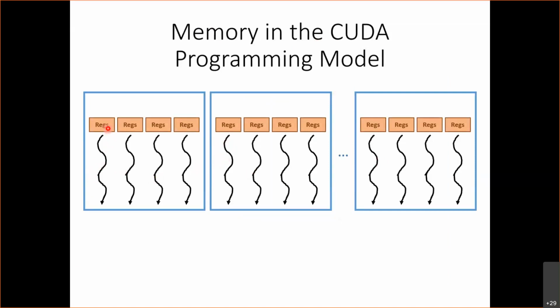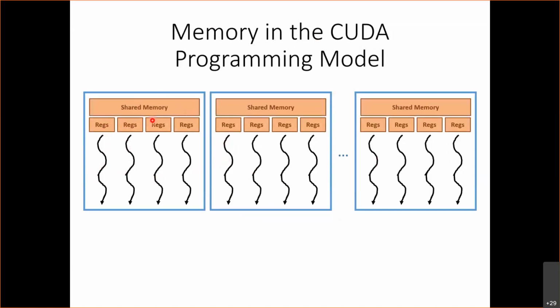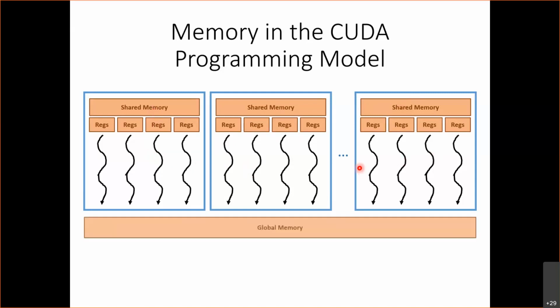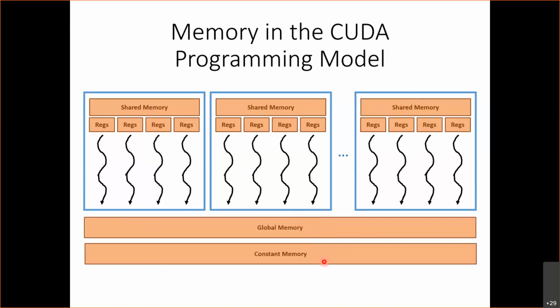And then each of the threads in the same thread block have access to the same shared memory. So all the threads in the same block can access the same data in shared memory. They cannot access the data in shared memory of other blocks. All the threads in the grid have access to the same global memory. And they also all have access to the same constant memory. So anything in global memory or constant memory is accessible to all threads in a grid. But the registers are private to a thread, and shared memory is private to a block. But it's shared across all the threads in the block.